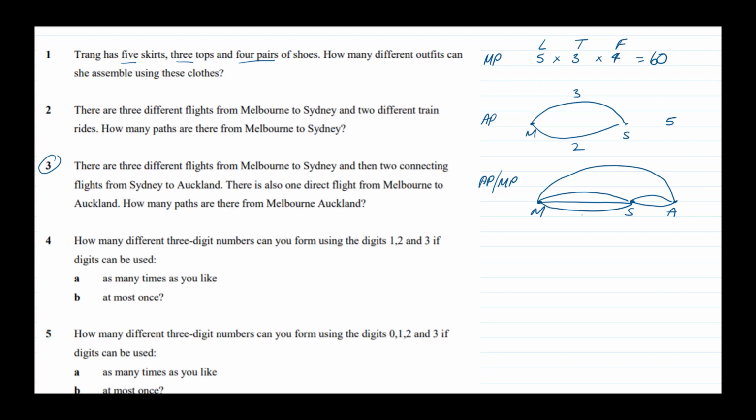Well, we have 3 ways of going from Melbourne to Sydney and then 2 connecting flights, which means that there are 6 different possible ways of going from Melbourne to Auckland via Sydney. And then, of course, there's that 1 additional way, just going Melbourne directly to Auckland. So we have the multiplicative principle at work to do the 3 times 2 to work out the total number of flights via Sydney, and then the additive principle to work out the additional flight on a different route. And that gives us a total of 7.